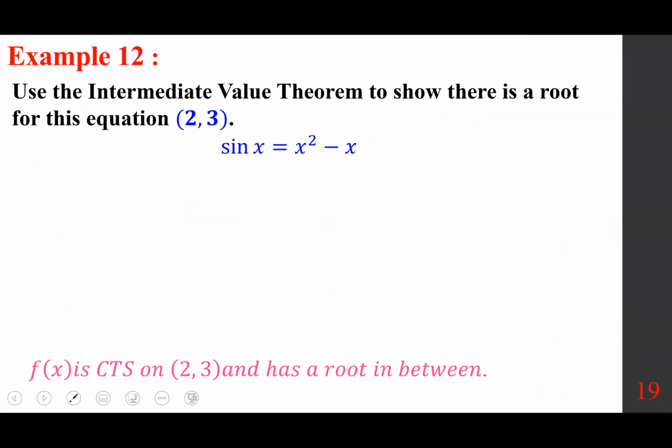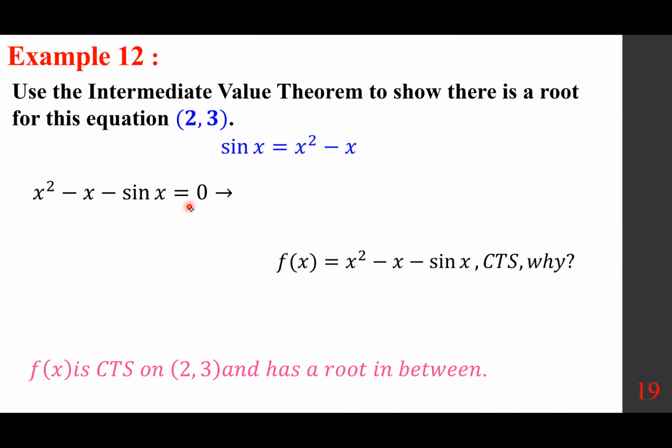Use the intermediate value theorem to show there is a root for this equation, sine x equals x squared minus x between 2 and 3. And for this, we have to bring them to the same side, set it equal to 0. It doesn't matter which side. We can take everything to the right. And now we give it a name f of x.